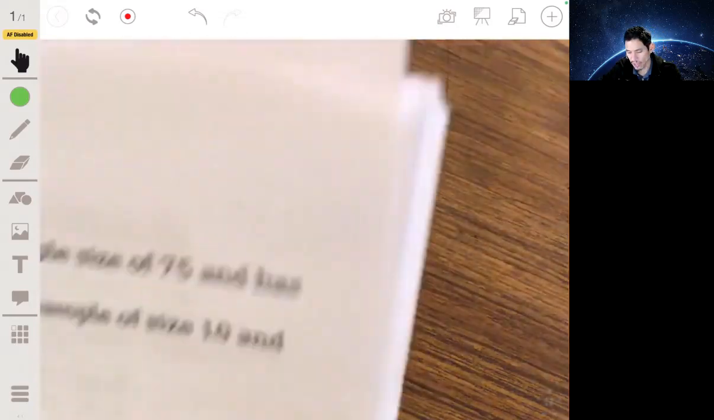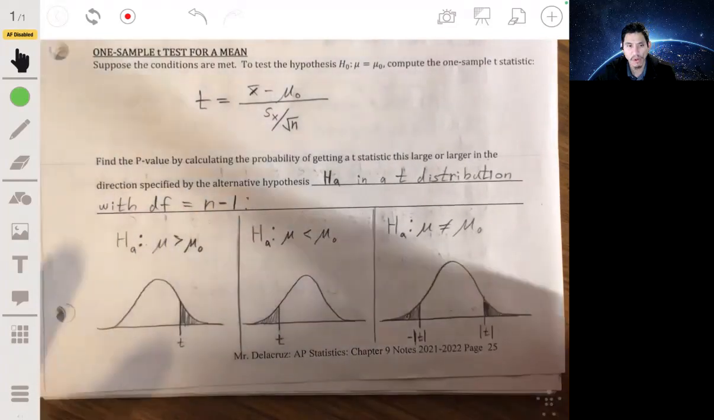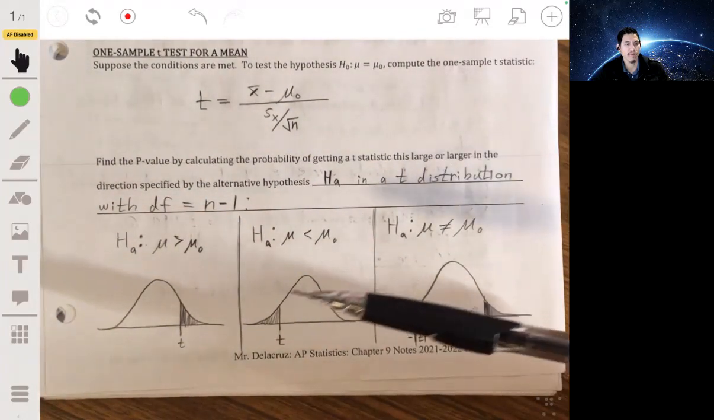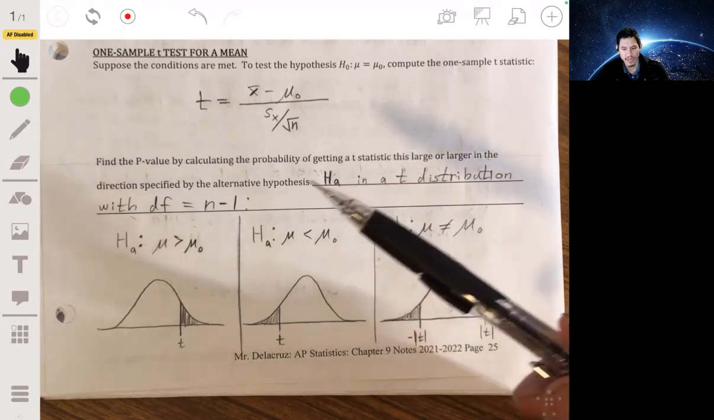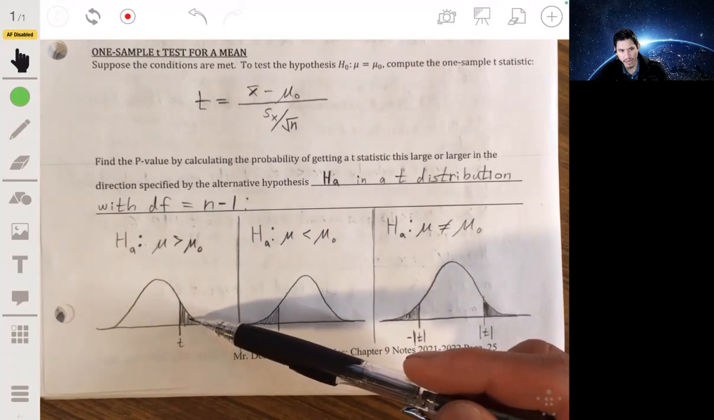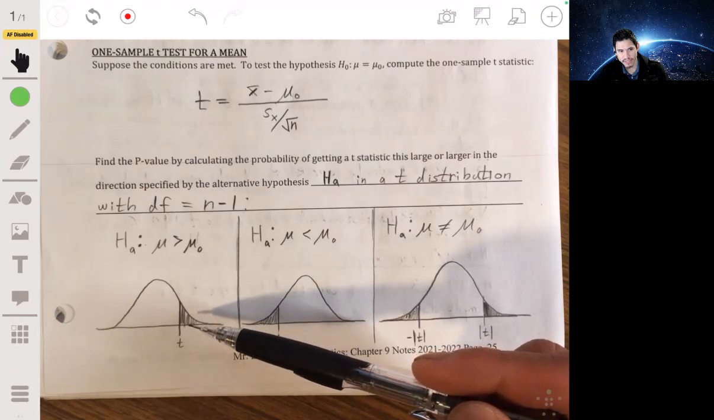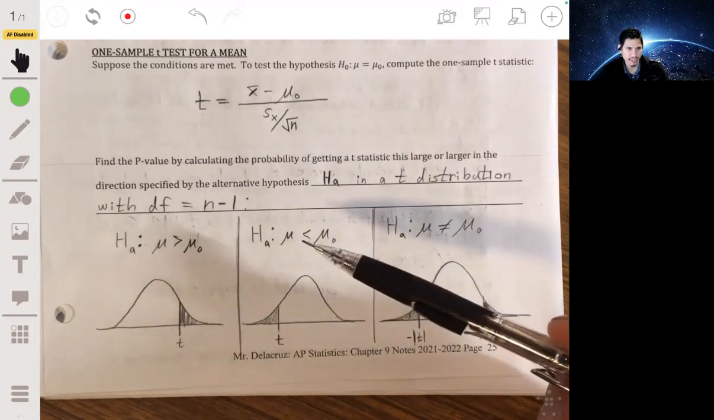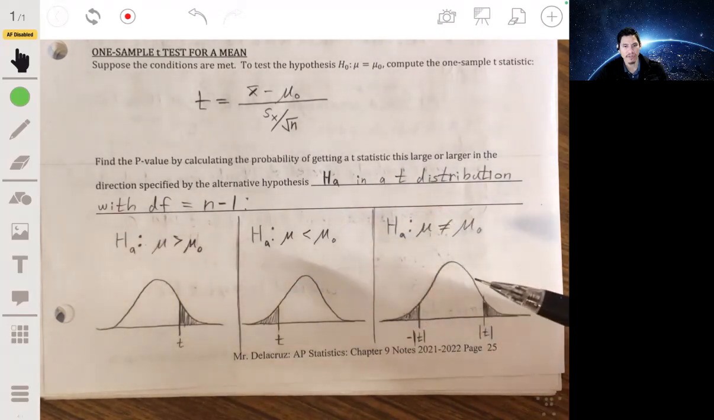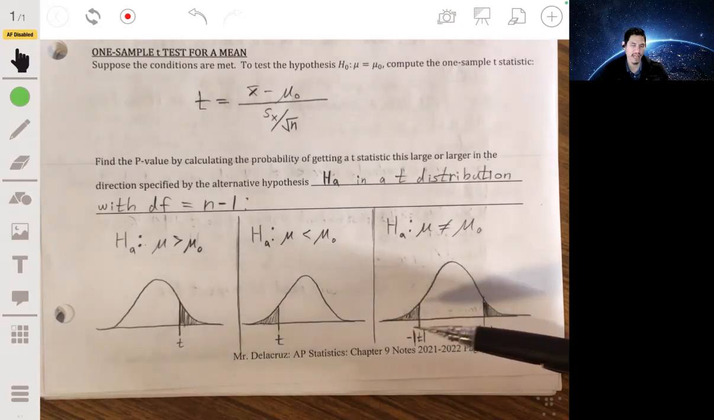So overall, we're going to have three possibilities. We're going to be looking at the probability of getting sample data that's greater than, to the right of, that test statistic, or to the left, less than, or not equal to, when you consider both sides. So to the right of the absolute value of t, and to the left of the negative absolute value of t.